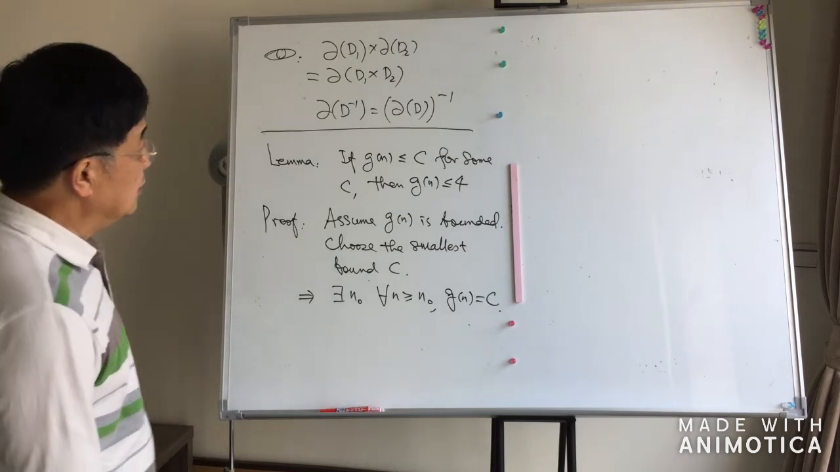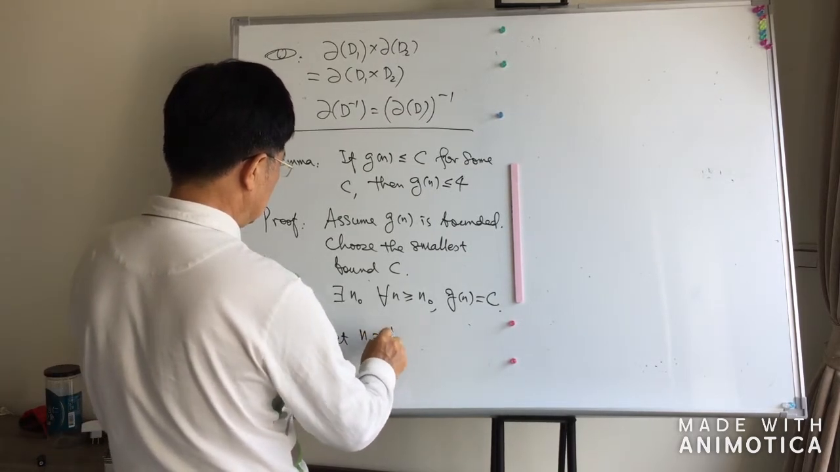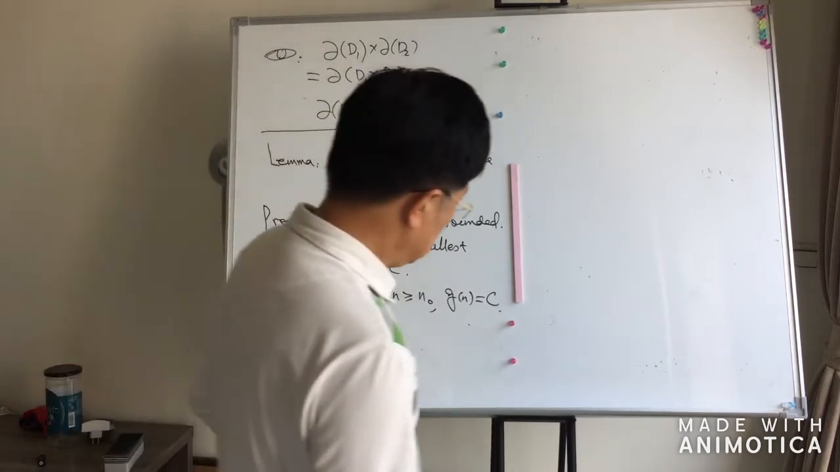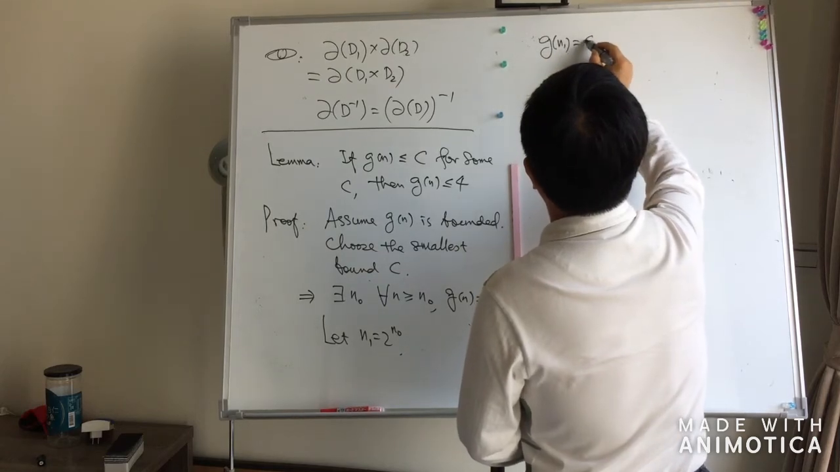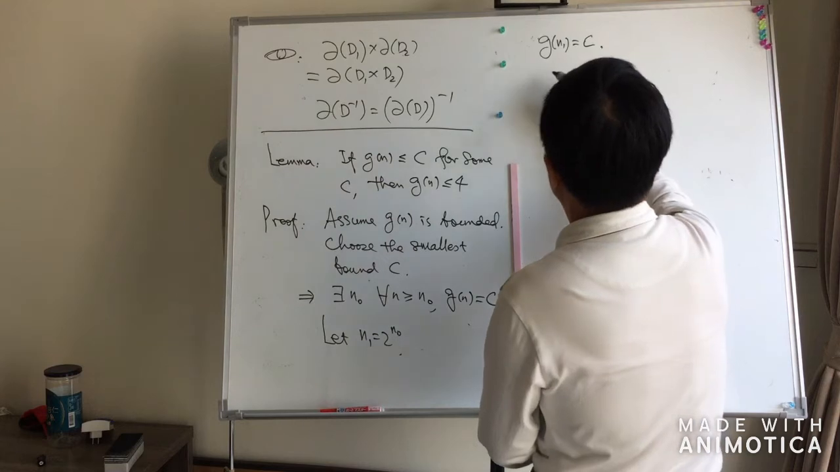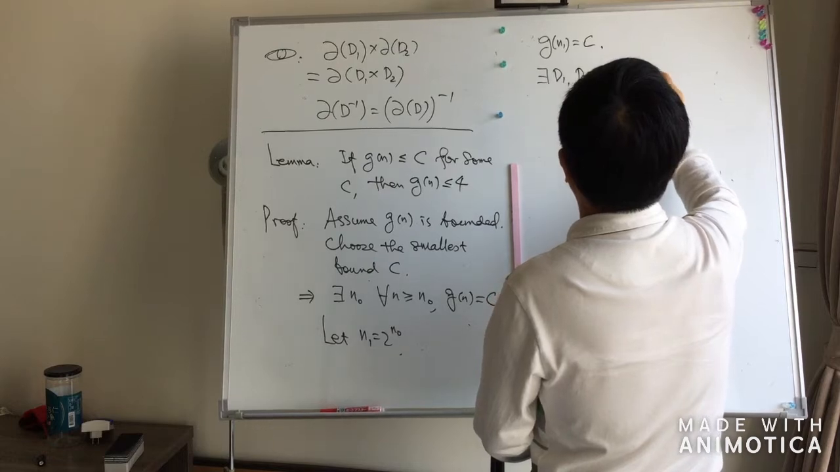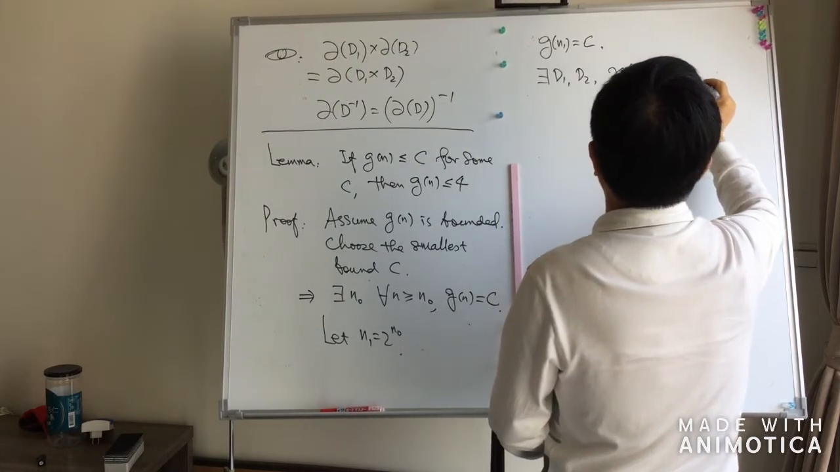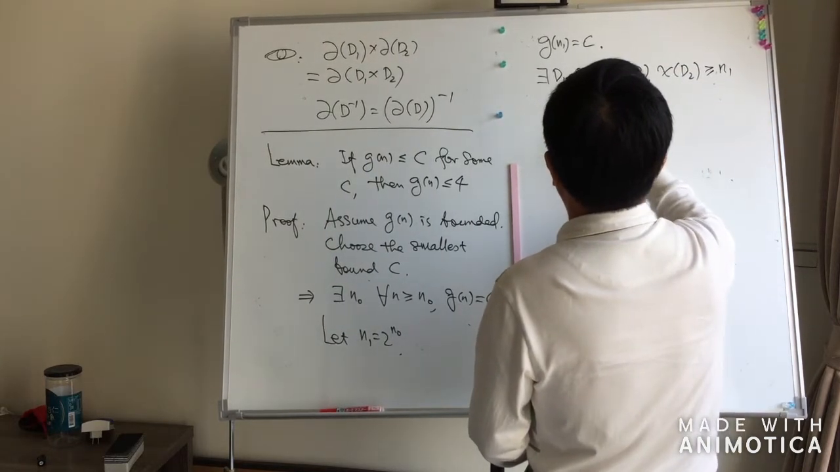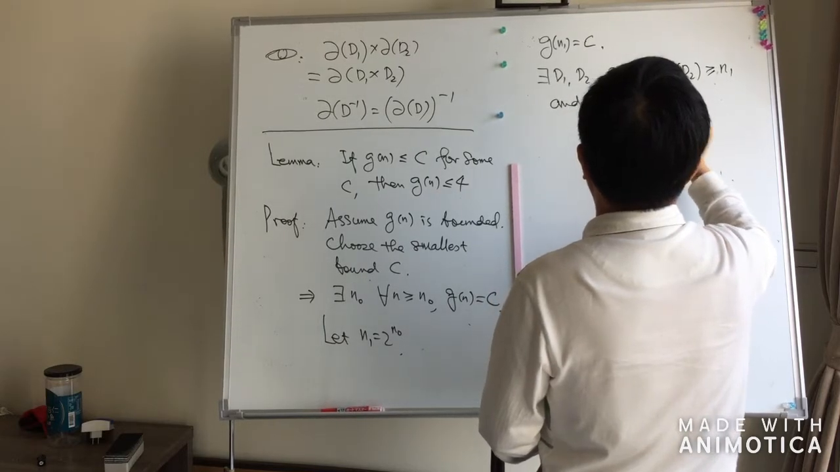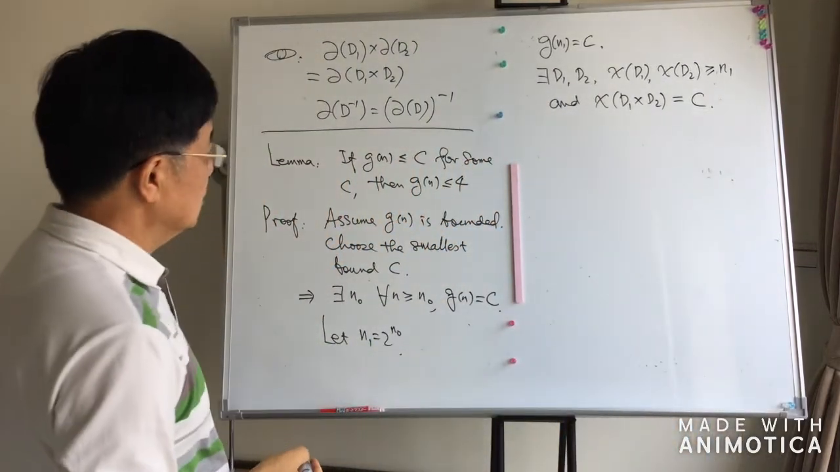Now we let n1 equal 2 to the n0. Then Gn1 is equal to C. So this means that there exist D1 and D2, with the Cramér number of D1 and the Cramér number of D2 greater or equal to n1, and the product has Cramér number equal to C. This is why Gn1 equals C.